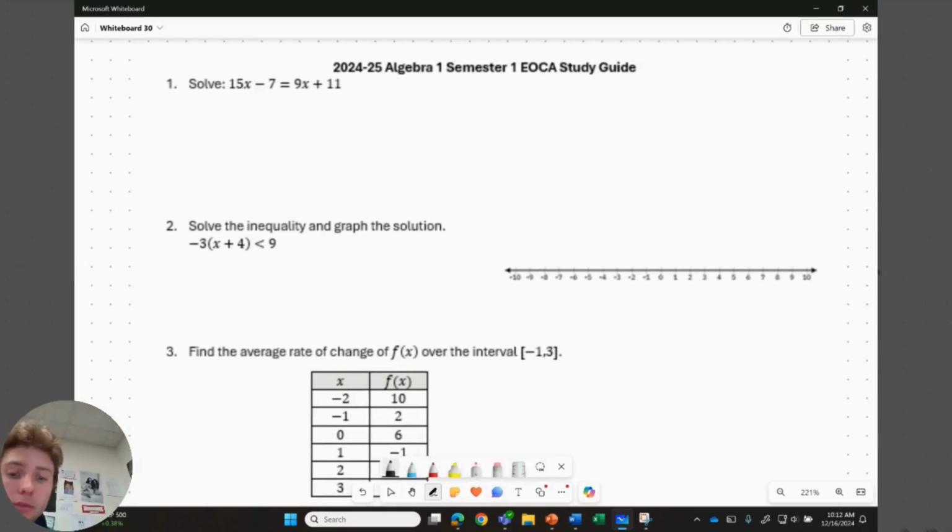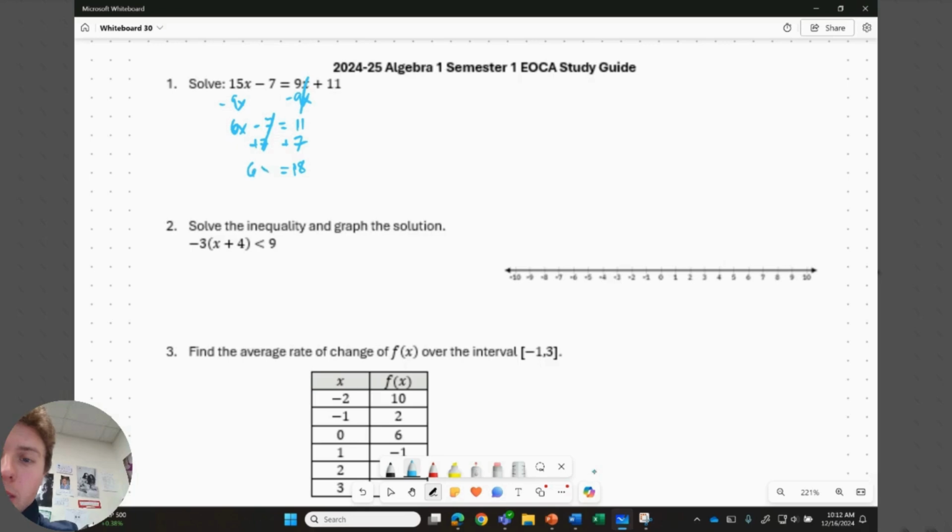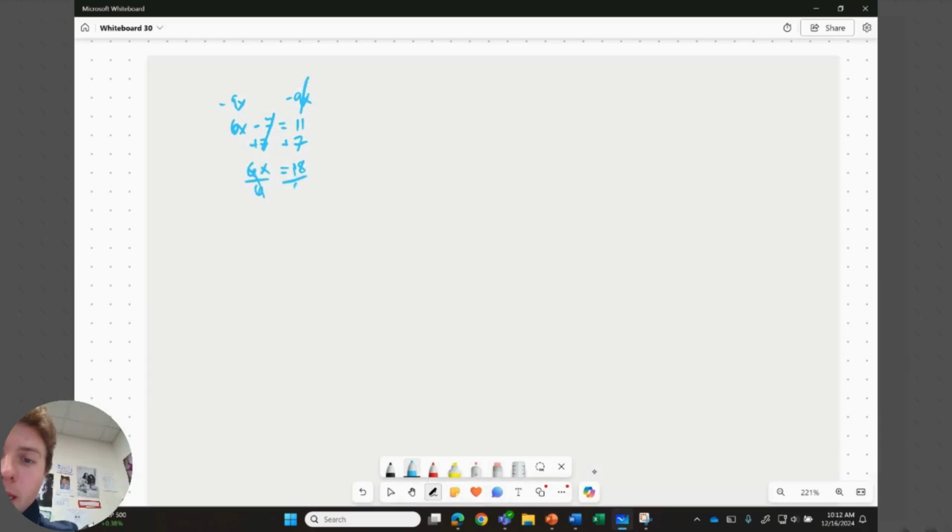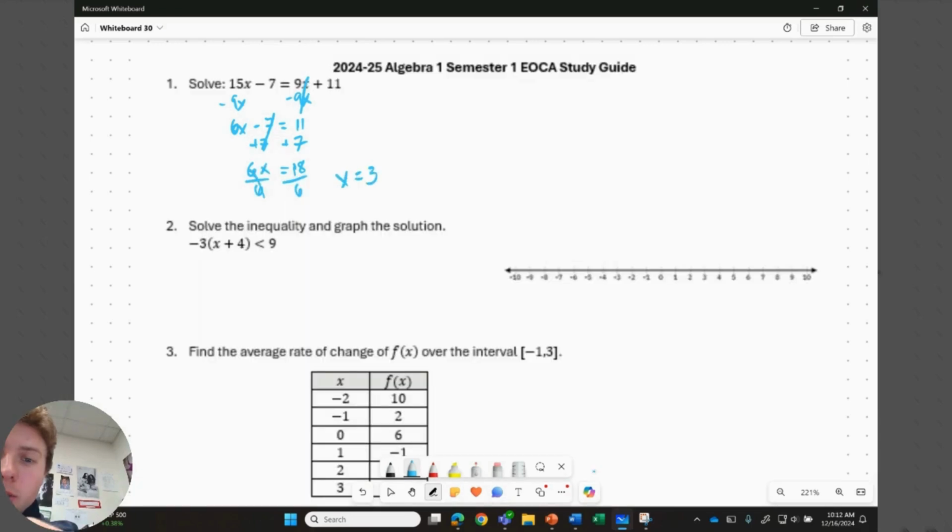First one just says solve. That should be a problem that we are used to. It looks like you got variables on two different sides. Get them on the same side. Once they are on the same side, just move everything away using our inverse or our opposite operations. So on this one, you should end up getting that x is equal to 3.